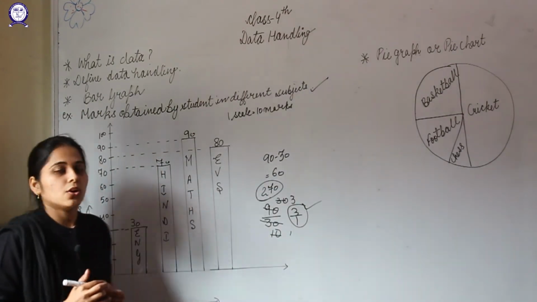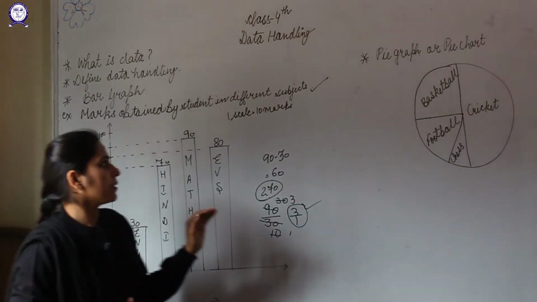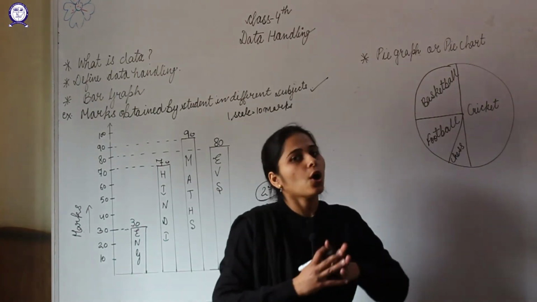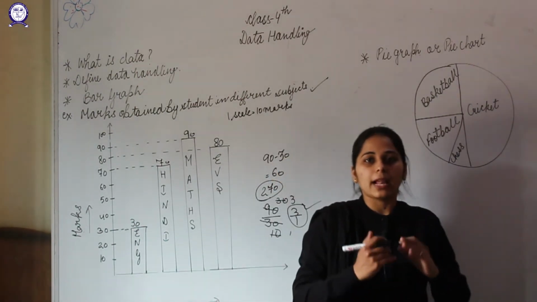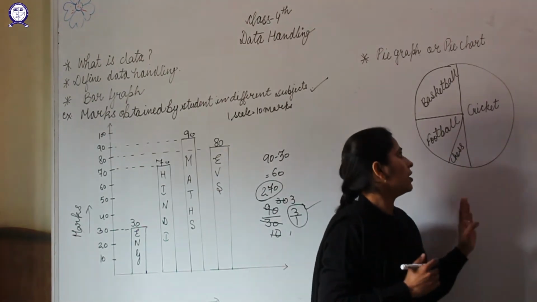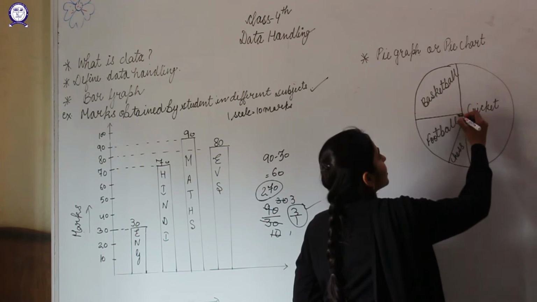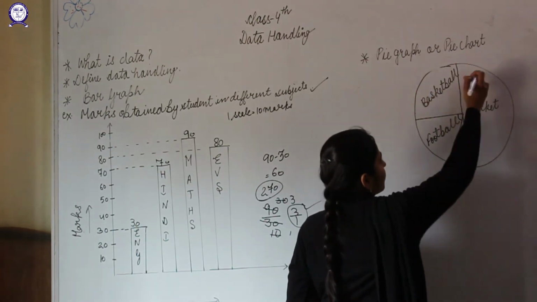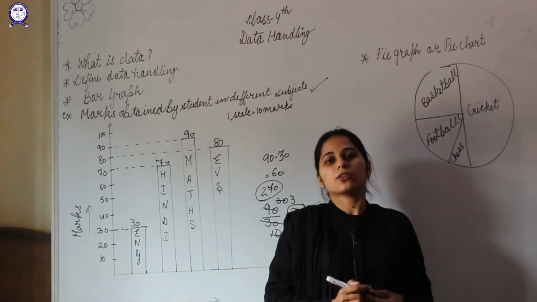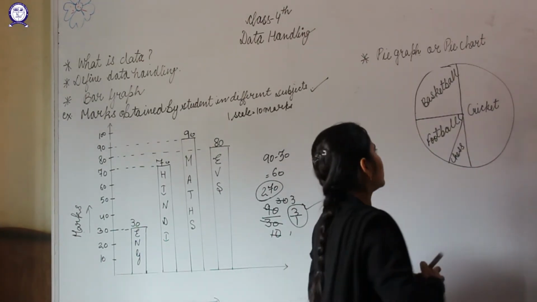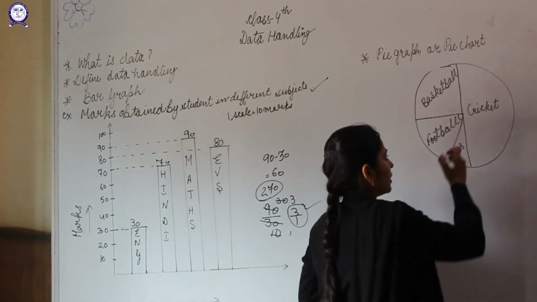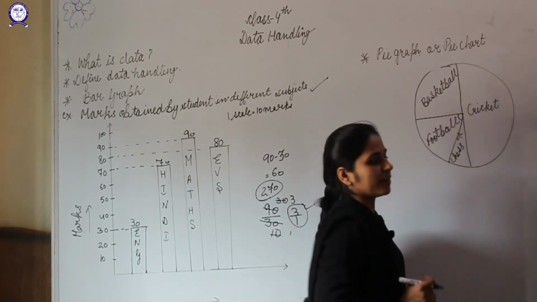Okay students, now here is another method of representing or handling the data, that is the pie graph or pie chart. In this, with the help of a circle we represent the data or information. The parts of the circle are known as sectors. The largest will be the sector, the maximum will be the value; the smallest will be the sector, the minimum will be the value.